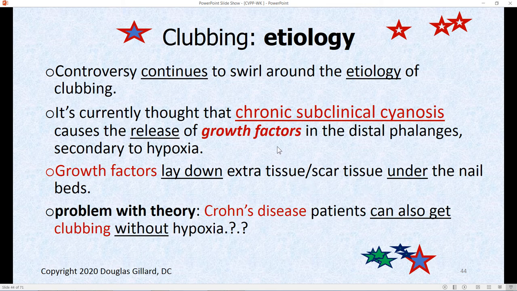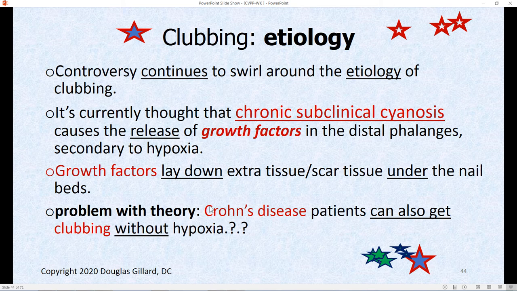The current thinking is, but there's a problem with this thinking. Well, I'll show you in a minute. But the current thinking is that the chronic cyanosis stimulates, and the cyanosis is going to be worse the farther away you go from the heart, the worse the lack of perfusion is. So all the way in your toes and fingers, it's going to be the worst. So the cyanosis and lack of perfusion of the fingers and toes stimulates the release of growth factors from the cells in the region, and those growth factors do what growth factors do. They cause scar tissue and proliferation of cells, and you get a thickening there.